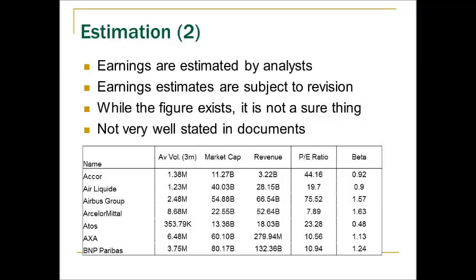Well, earnings are estimated by analysts. They give an estimation, and these estimations are subject to revision. So when you see the figure, usually the figure is an average of the estimations by several analysts. So it's not a sure thing, and these estimates can vary, usually will vary during the year. So although in a table, the EPS or the price earnings ratio may look like sure data, it is not. It is an estimation, and it's not very well stated in documents.